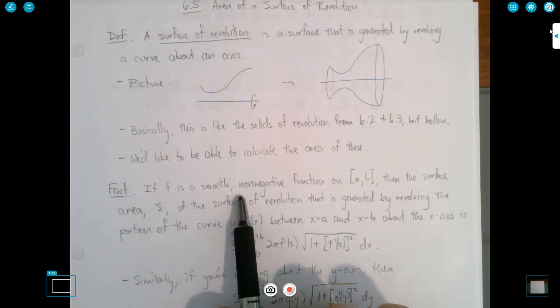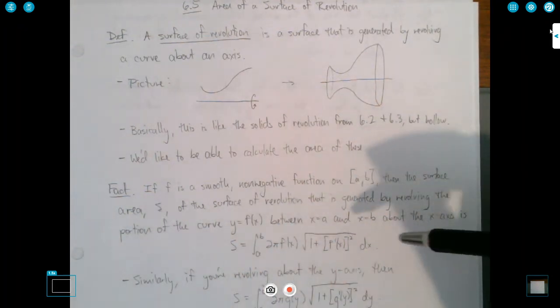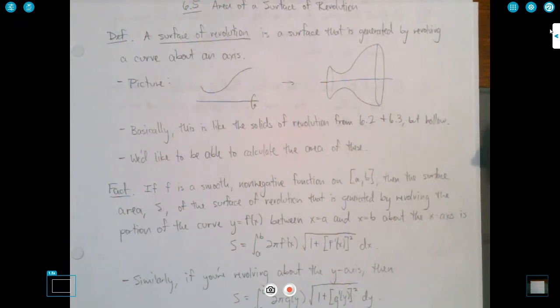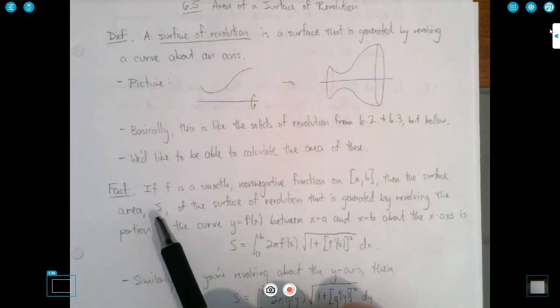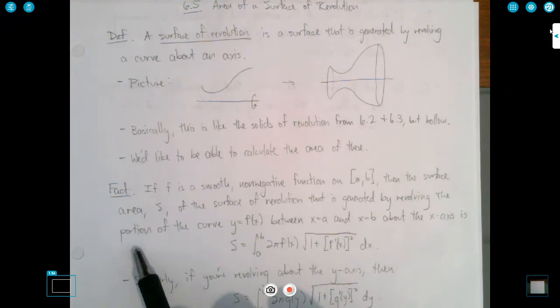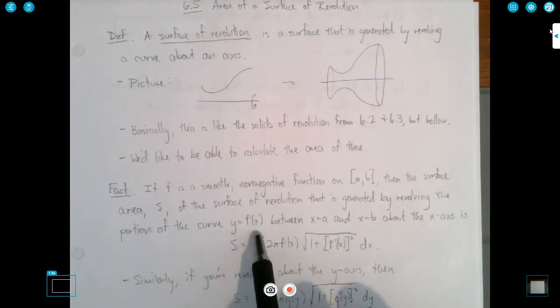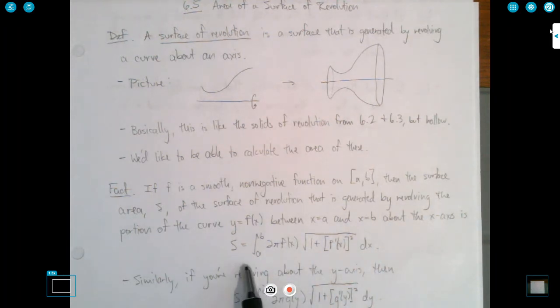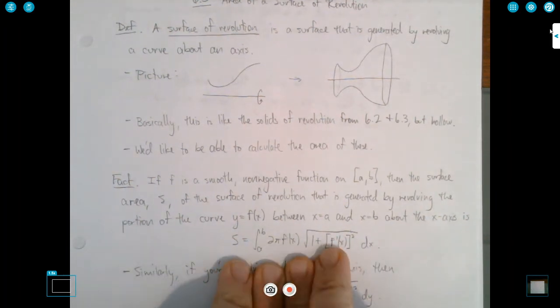If f is a smooth non-negative function, so it's positive or 0, on the interval from a to b, then the surface area S of the surface of revolution that's generated by revolving the portion of the curve y equals f of x between x equals a and x equals b about the x-axis is given by this formula here. So it's the integral from a to b of 2 pi times f of x times the square root of 1 plus f prime of x squared dx.